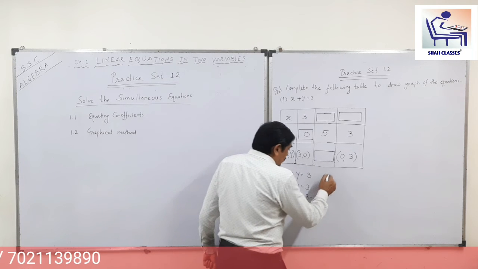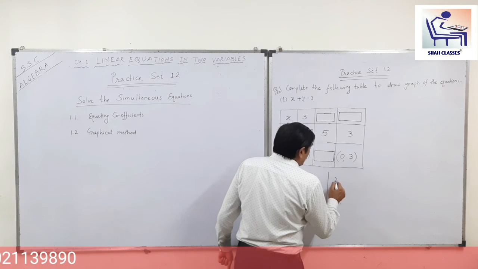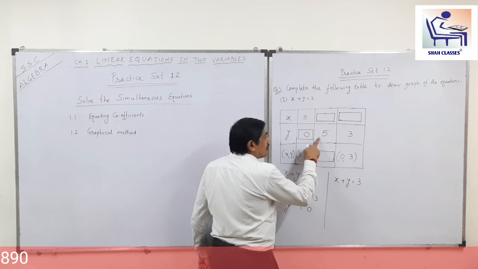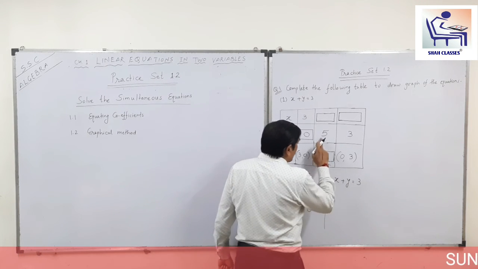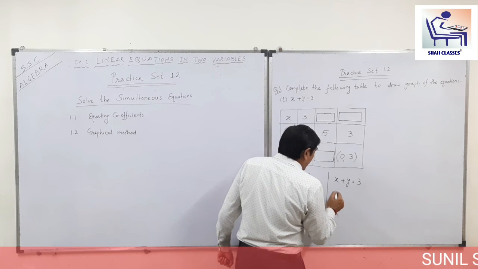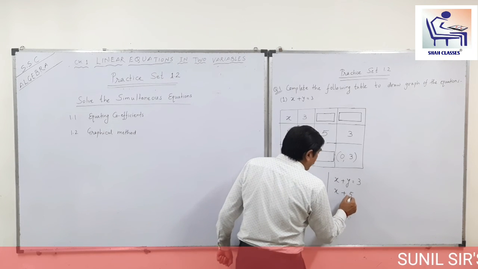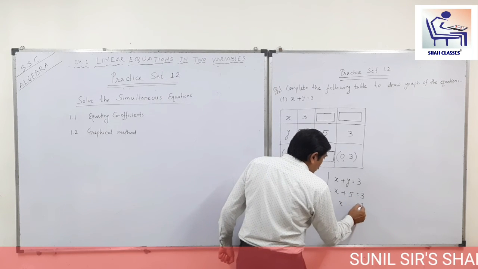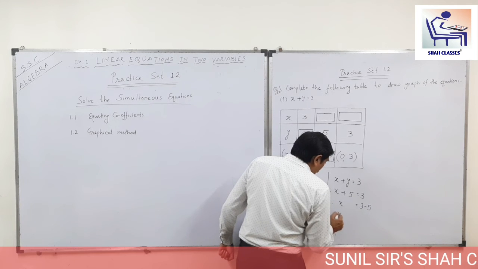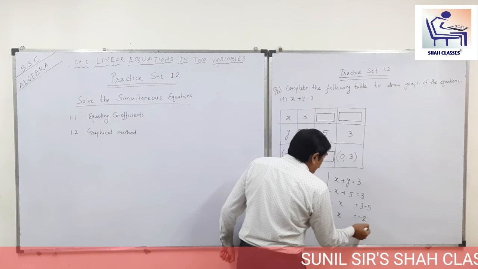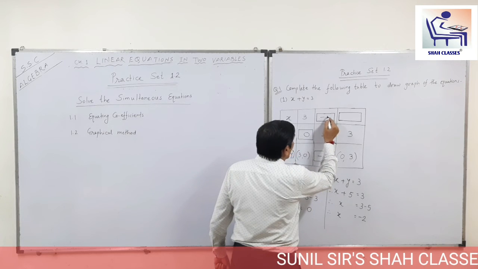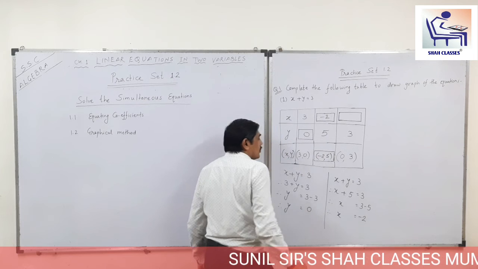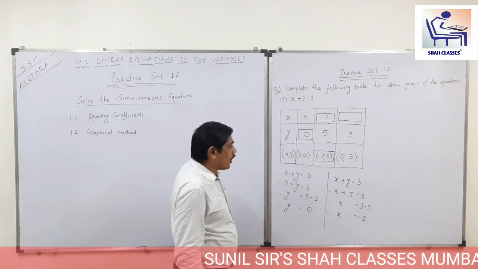Once again, the second part, x plus y is equal to 3. Now you have to put the value of 5 in the variable y. So x plus 5 is equal to 3. So x is equal to 3 minus 5. x is equal to minus 2. So here we got minus 2 and 5, the coordinate x and coordinate y.